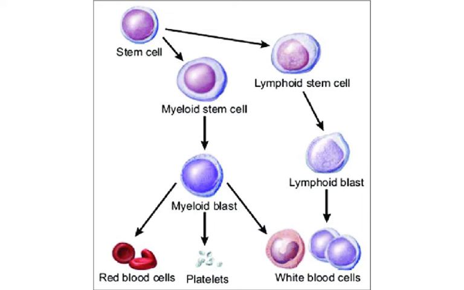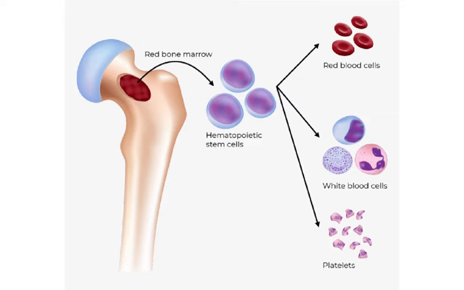Now, as we look at the different types of blood cells, we have red blood cells, platelets, and white blood cells. And there are two types of white blood cells, lymphocytes and phagocytes. But basically, they all start from the stem cell, which is found in the bone marrow. And then, of course, they differentiate into the different cells. So there's the myeloid stem cell and the lymphoid stem cell, and then they develop into red blood cells, platelets, and white blood cells.